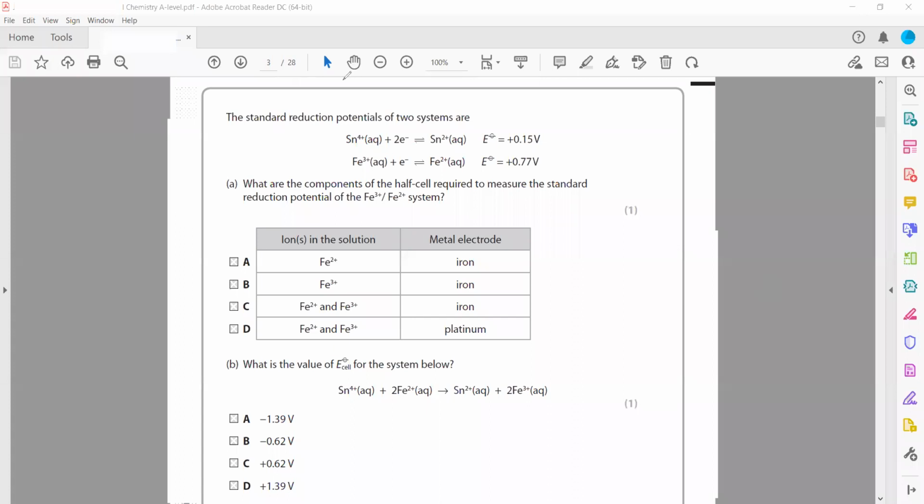The standard reduction potentials of two systems are shown. Sn4+ takes 2 electrons to turn into Sn2+, and the electrode potential is 0.15. Iron 3 gains an electron to turn into iron 2, and the electrode potential is 0.77. What are the components of a cell required to measure the standard reduction potential of the iron 3 and iron 2 system?